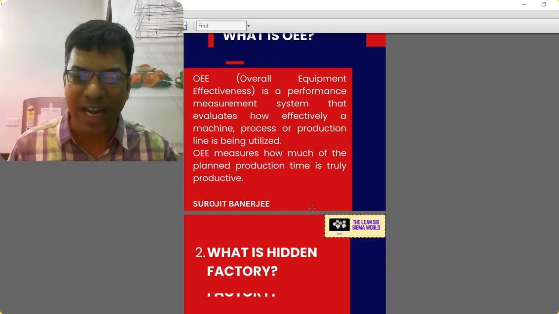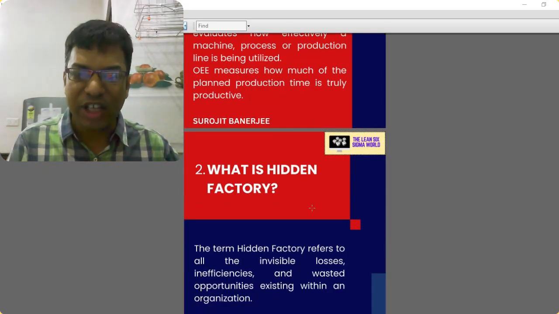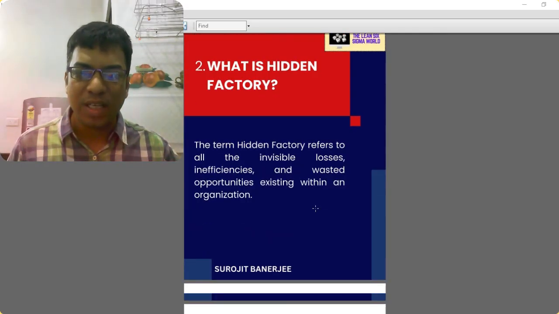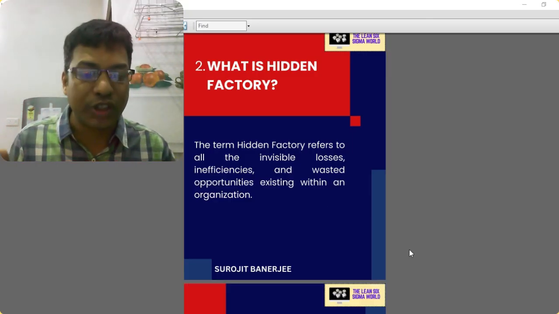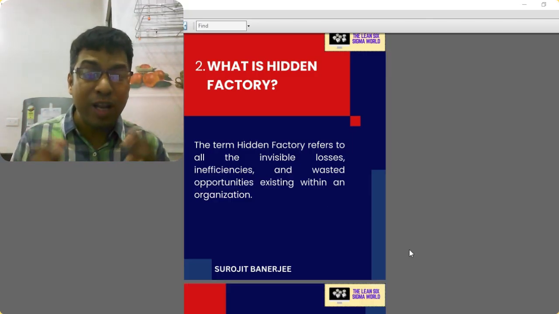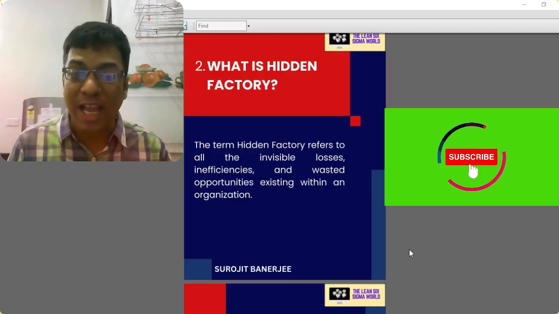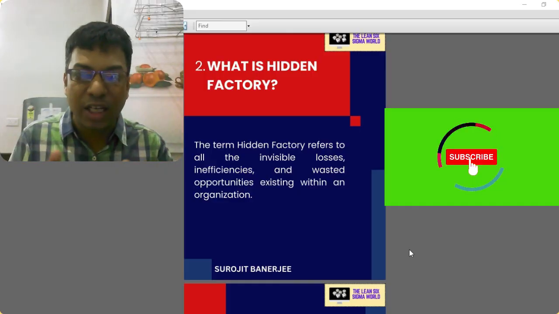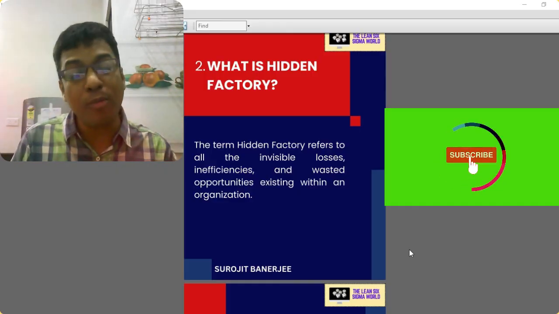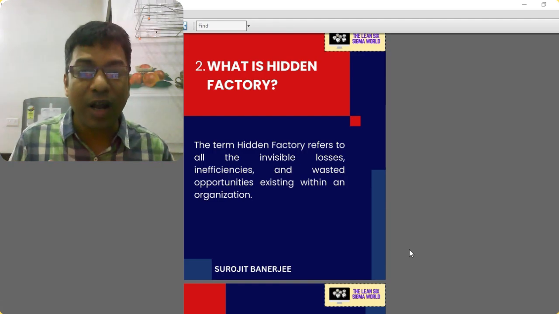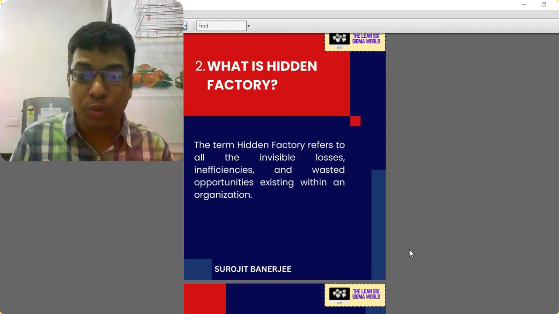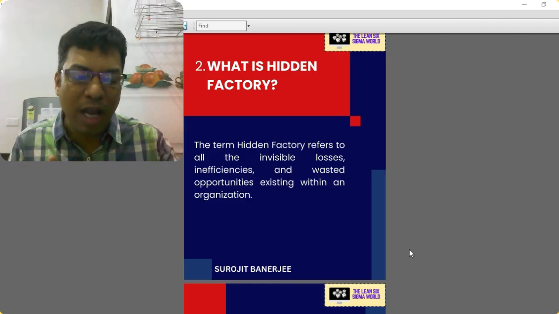Now we need to understand the definition of hidden factory. Hidden factory refers to the invisible losses which you cannot see from outside or you ignore. These are the invisible inefficiencies and wasted opportunities existing within your organization. You can perform much better, but as you are ignoring the invisible losses, the losses which are not visible to you directly, your department is not performing to its full potential.